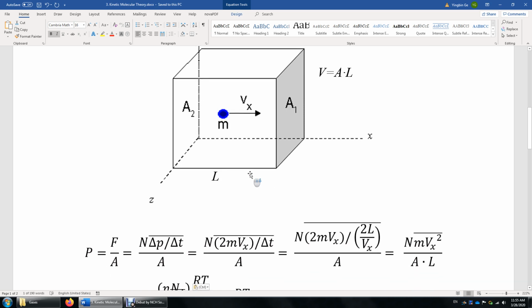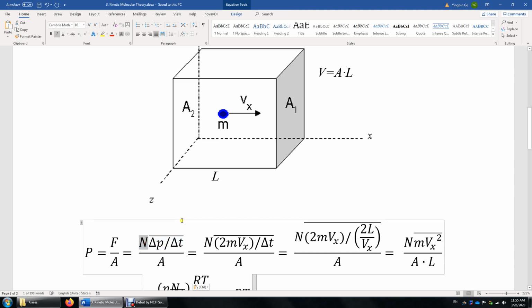Now let's look at the derivation. Pressure is equal to F over A. F is the force. A is the surface area. But look at this picture. It shows you only one particle. In reality, there are many gas particles. Let's say we have uppercase N particles. If you have one mole of gas, N equals 6.02214 times 10 to the power of 23. So this is the total number of particles.